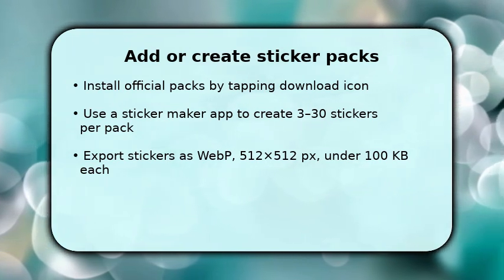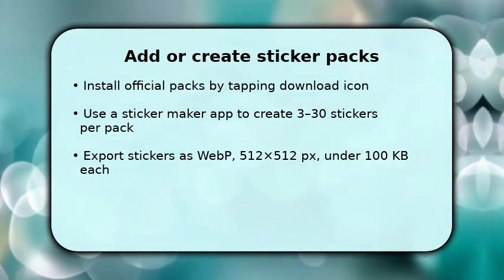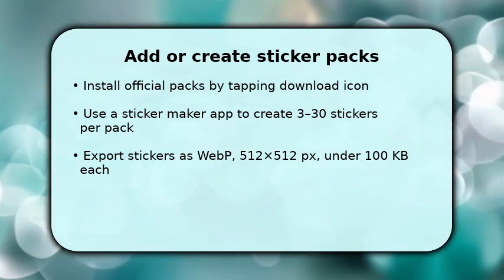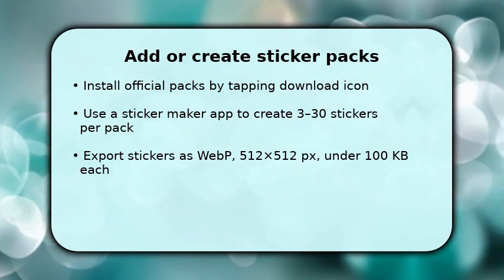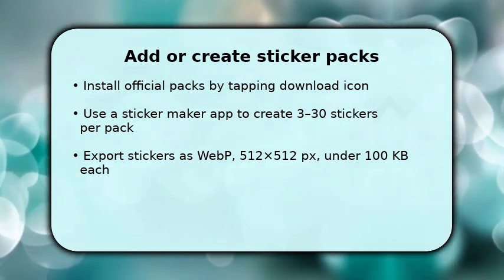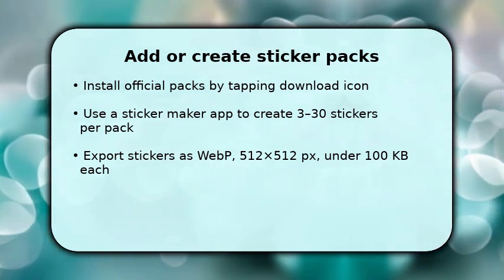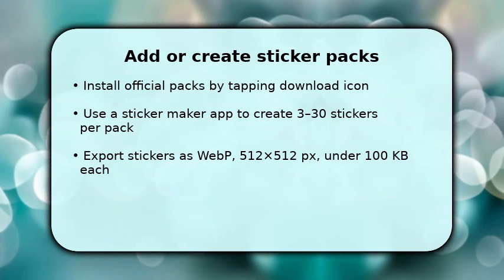If you create packs, use a Sticker Maker app, import photos, crop to remove backgrounds, and add transparent edges. Make sure each sticker is WebP at roughly 512 x 512 px and under 100 KB so WhatsApp accepts them. Once done, export the pack and select Add to WhatsApp.